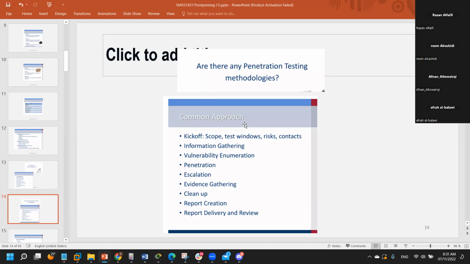Okay, are we gonna test Windows? Are the contracts between me and the company signed? So this is the kick-off. This is the non-technical part. But the technical part is where you start to gather information about the target. This is what we call information gathering. Sometimes we also call it footprinting. Some books refer to it as reconnaissance.